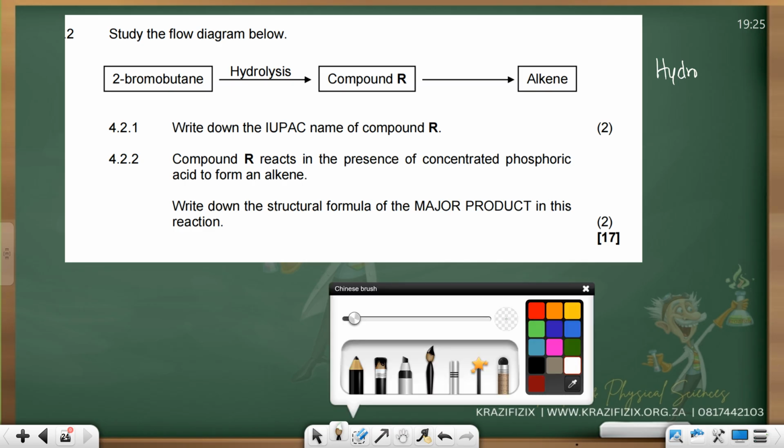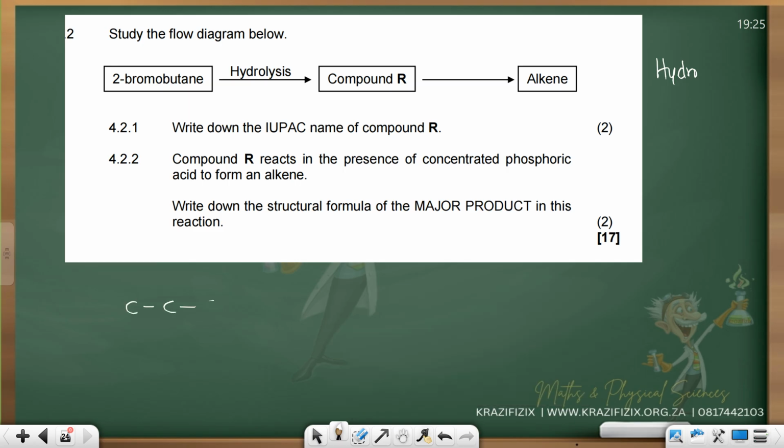2-bromobutane. I don't know this, but I'm going to quickly see. I'm behaving like somebody who doesn't know. 2-bromobutane. Butane is 4. And I now know that bromo is sitting on carbon 2. Plus, check something. Hydrolysis. I need water. What will that reaction be?